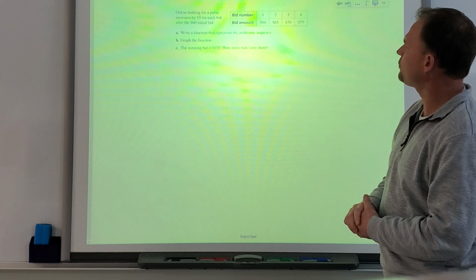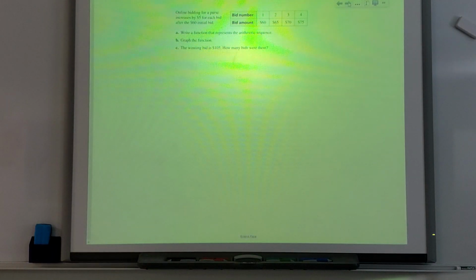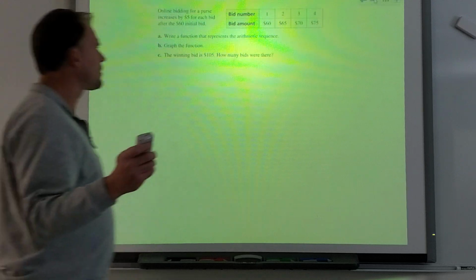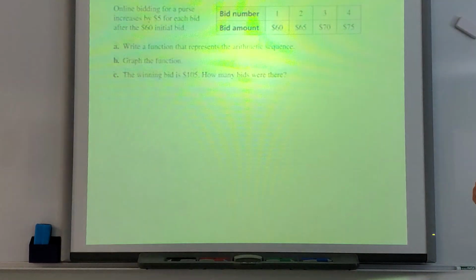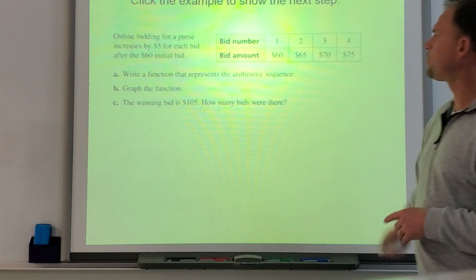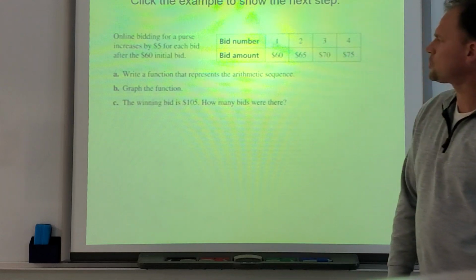So, online bidding for a purse. Let me zoom this in for you. I can't write when it's zoomed in, but you'll just be able to see it, copy the chart real quick so you get an idea of what's going on. Read the problem. It says online bidding for a purse increases $5 each bid after the initial $60 bid.